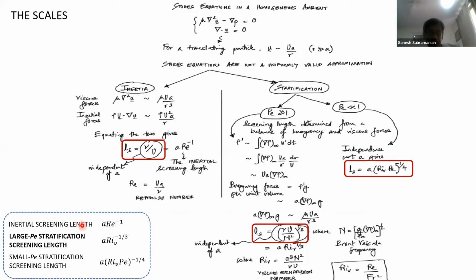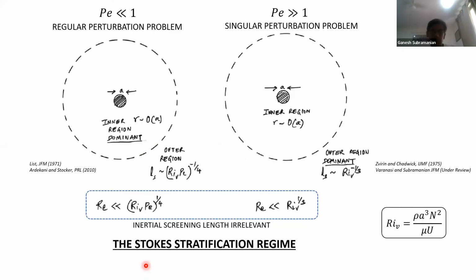The inertial screening length in the classical case, which was first implicitly recognized by Oseen, is A times Re inverse. The large Peclet stratification screening length is A times inverse cube root of the viscous Richardson number. And the small Peclet stratification screening length involves both the viscous Richardson number and Peclet. So the picture is the following. I'm going to be talking about first the small Peclet problem before going to the large Peclet that, remember, has a more direct connection with experiments, because the Peclet was certainly large in the experiments that I spoke about.